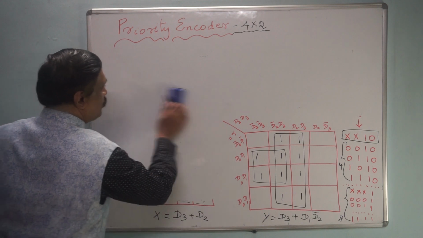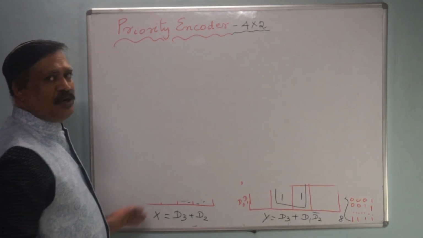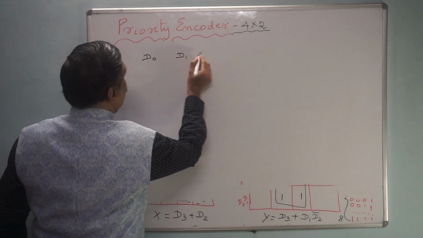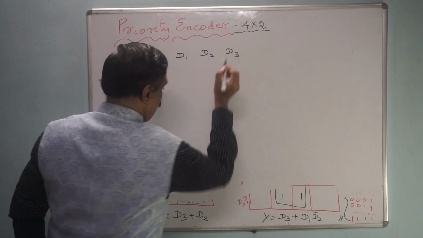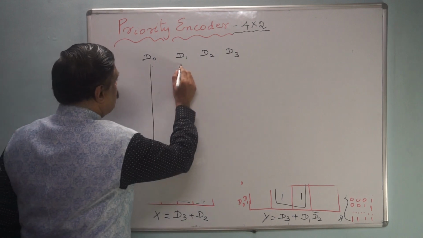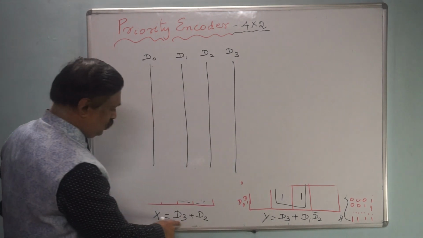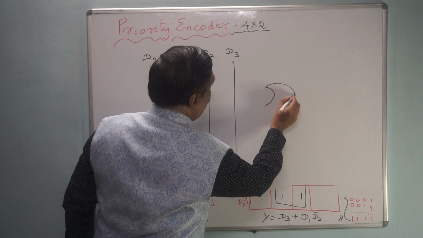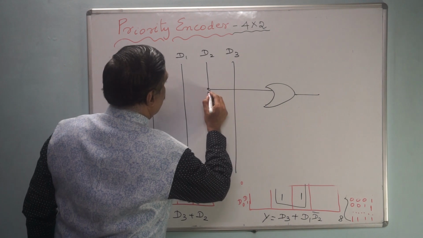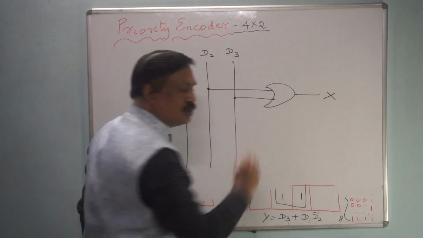Okay, now you can draw a circuit for this. Equation you have written. Now how to design? Now what are the inputs? Inputs are D0 to D3. Therefore, just like you go D0, D1, D2, D3. And here X is the output, Y is the output. And for X, here two inputs are there. Therefore, you put one OR gate. D2 and D3. This is your X output.